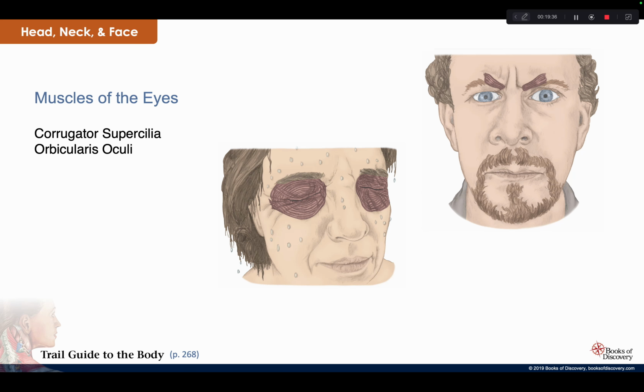Okay, muscles of the eyes. So you have your corrugator supercilii, which is furrowing of the brows, and then your orbicularis oculi. If you see ocul, you're talking about eyes. Orbicularis, orb always means it's a circular or sphincter type muscle. So this is going to be responsible for closing the eyes.